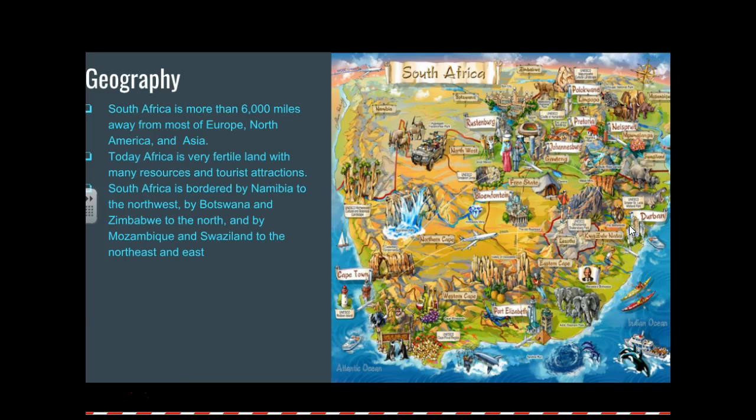South Africa is more than 6,000 miles away from Europe, North America, and Asia. Today, South Africa is a very fertile land with many resources and tourist attractions. South Africa is bordered by Namibia to the northwest, by Botswana and Zimbabwe to the north, and by Mozambique and Swaziland to the northeast.